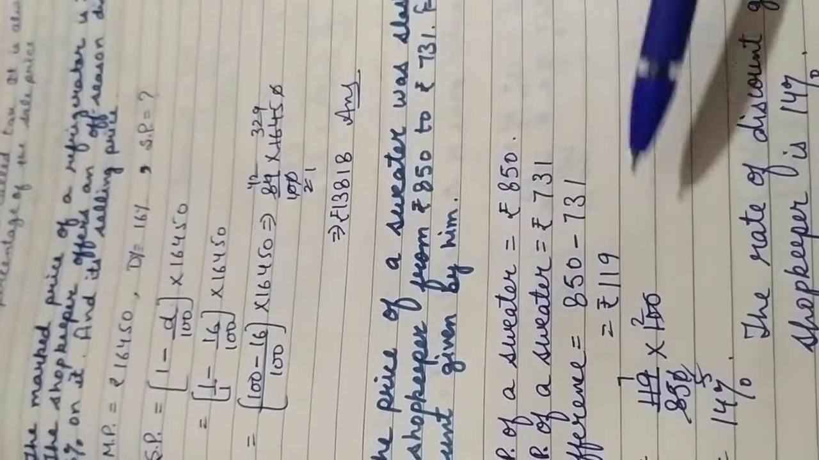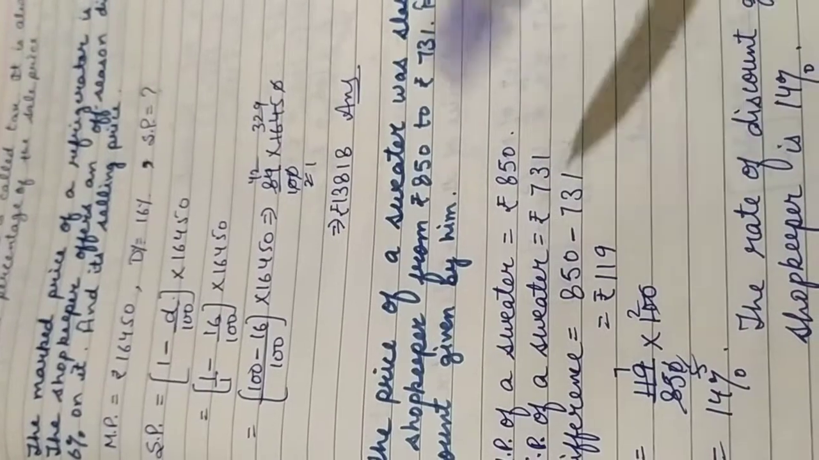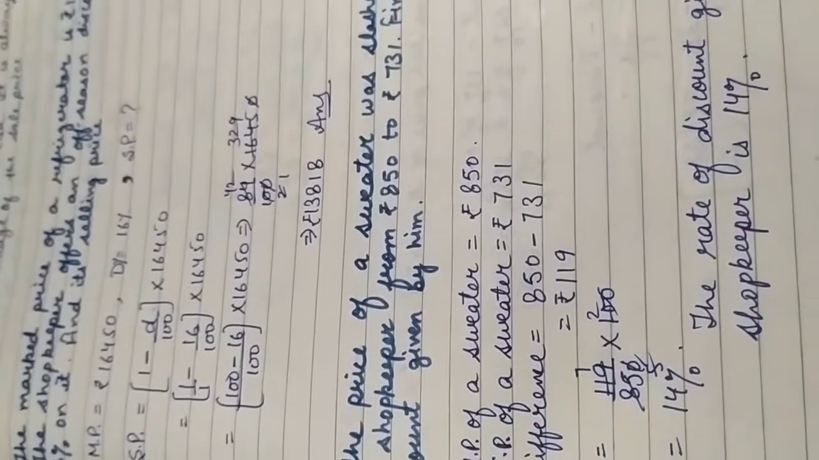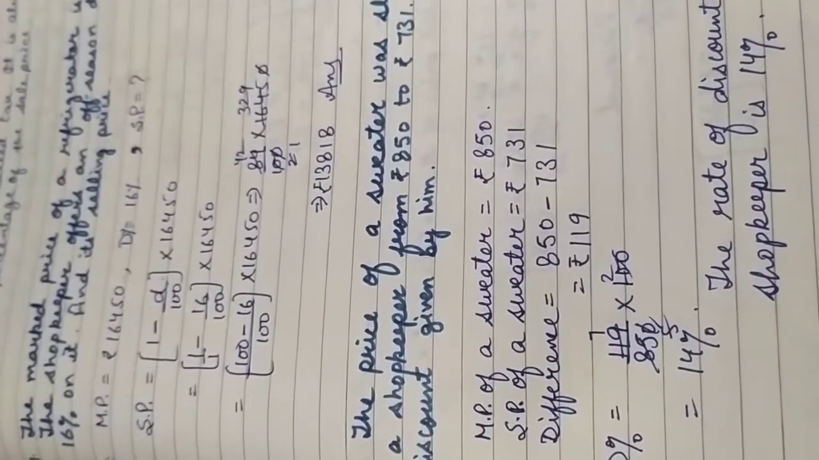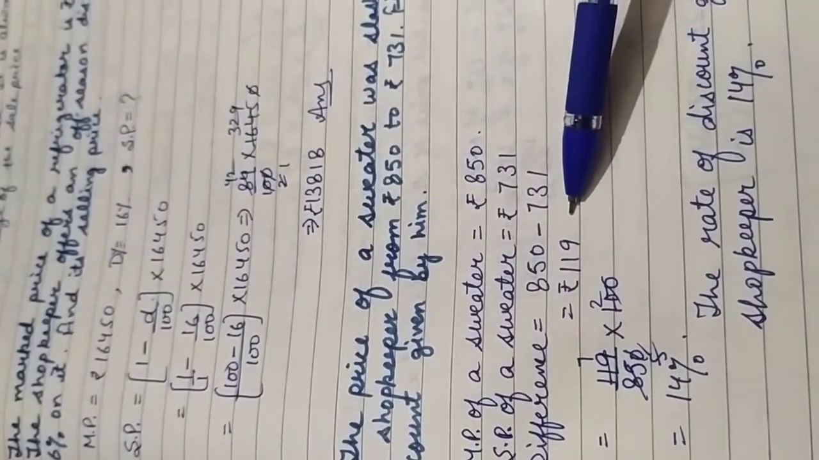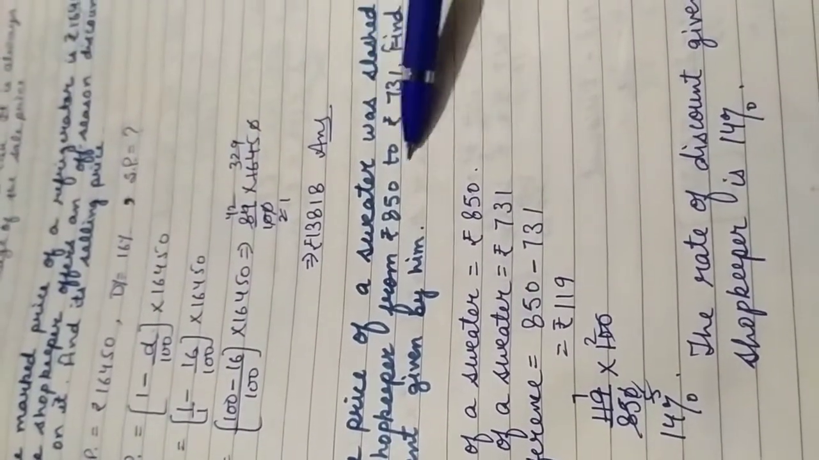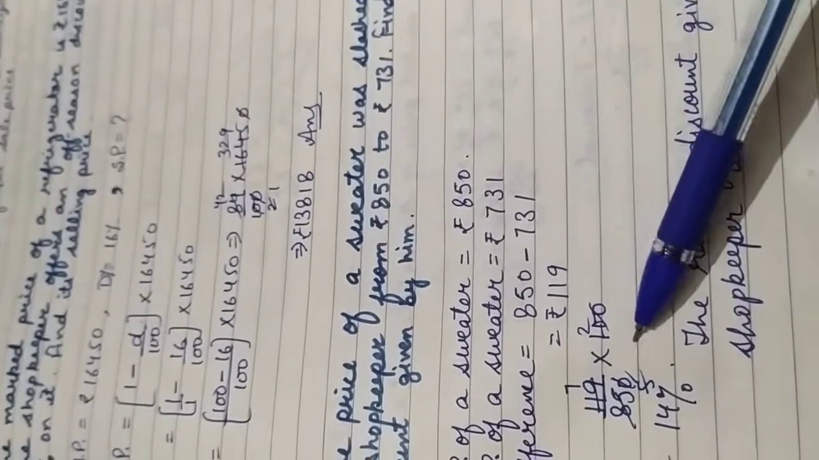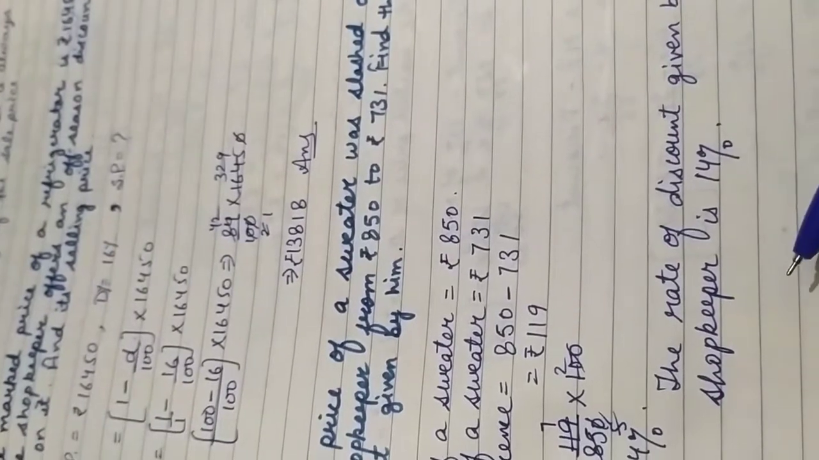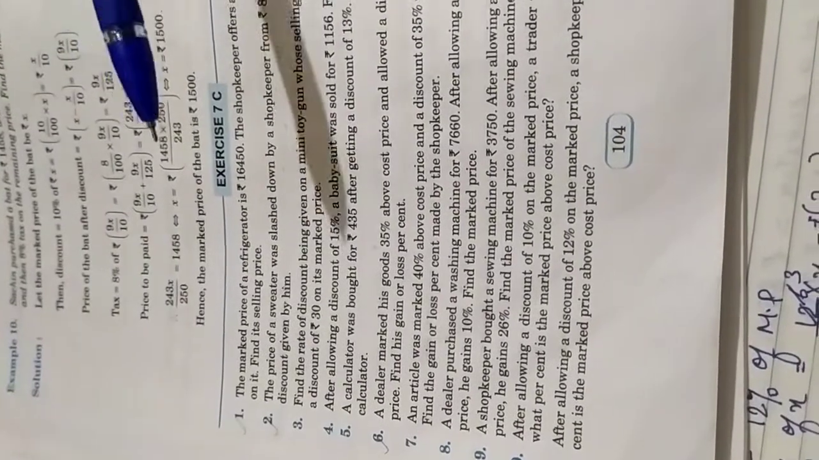Okay, now we have to find the difference between marked price and selling price. So that was rupees 119. Now we have to find out the rate of discount that was given by him. So the rate of discount is always calculated, children, on marked price. So 119 is the difference upon 850, because this 850 is the marked price. Do not calculate on selling price. Alright, into 100. So after doing the calculation, we have the rate of discount given by a shopkeeper is 14%. Right? Now let us see this next question.